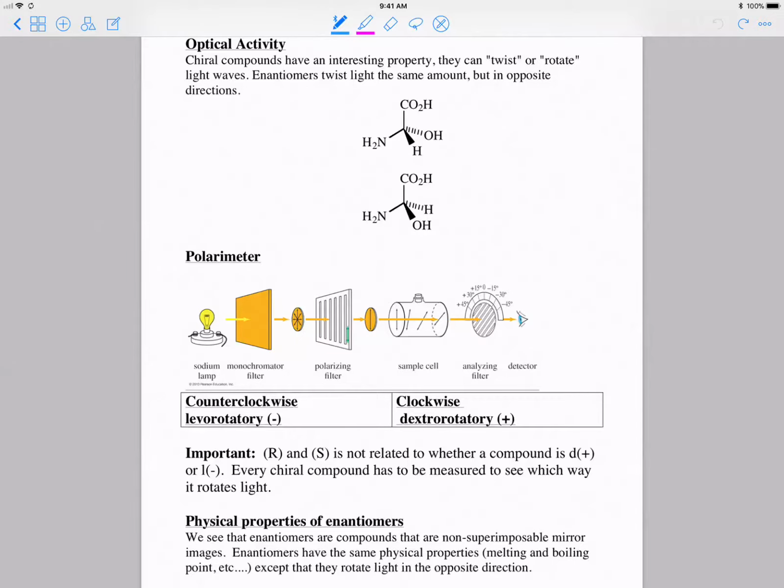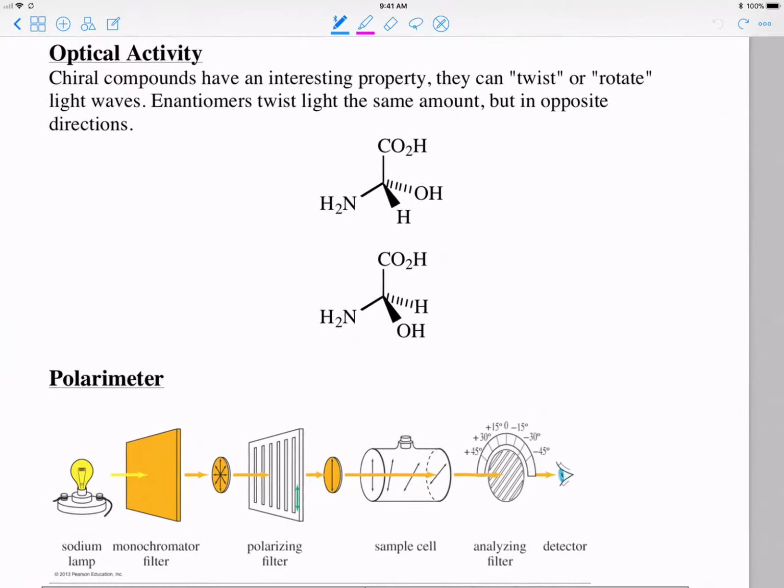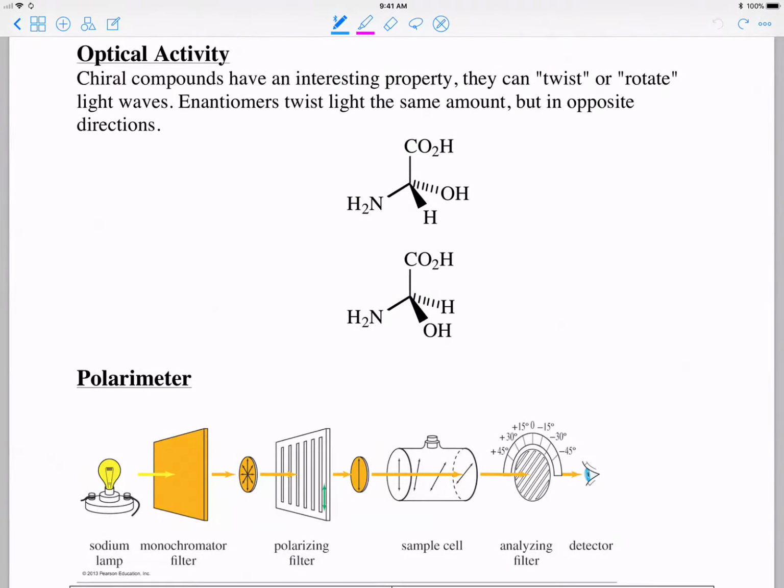Chapter 5, page 9. Optical activity, polarimeters, and physical properties of enantiomers. One interesting property of optically active molecules is that they can twist or rotate light.